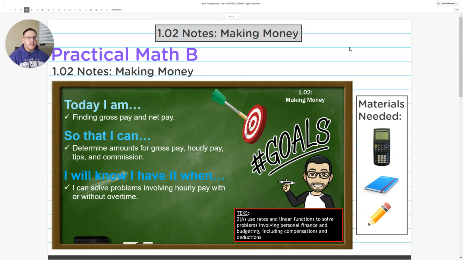This is section 1.02 of the Unit 1 notes, Making Money. Today I am, as in you are the student, finding gross pay and net pay so that I can determine amounts for gross pay, hourly pay, tips, and commission. I will know I have it when I can solve problems involving hourly pay with or without overtime.